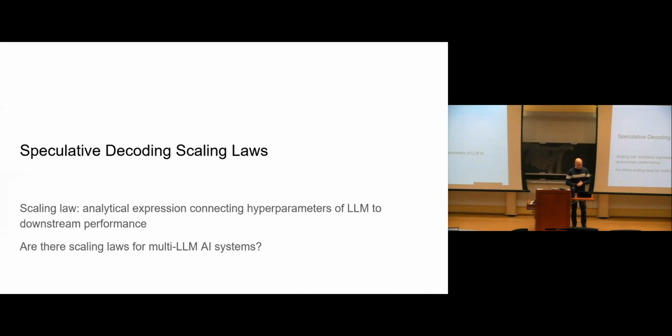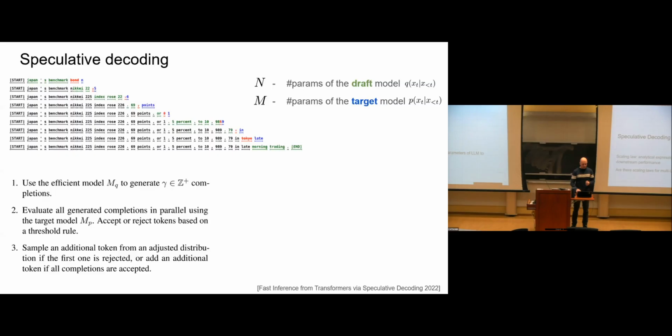So the next topic that I wanted to cover today is constructing scaling laws. A scaling law, generally speaking, is an analytical expression that connects the hyperparameters of an LLM, most commonly the size of the LLM and the number of data points, to downstream performance metrics, most commonly the perplexity or cross entropy, the very fundamental metrics. And the question that we are asking within this project is: are there any scaling laws for multi-LLM AI systems? The primary multi-LLM AI system that we look at is the speculative decoding system.